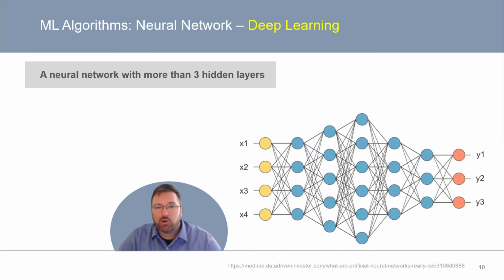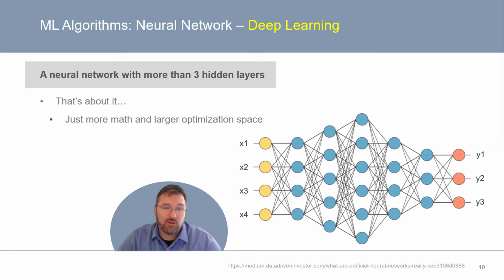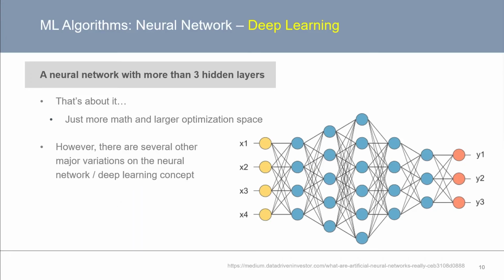The term deep learning refers to the training of a neural network with more than 3 hidden layers. And we can see one example of this below with a network that includes 5 hidden layers in its architecture. And at the most basic level, that's about all it means to be a deep learning algorithm. It's just more parameters, more math, and a larger optimization space. However, it's useful to point out that there are several other major variants on the neural network deep learning concept that we will review over the next couple of slides.